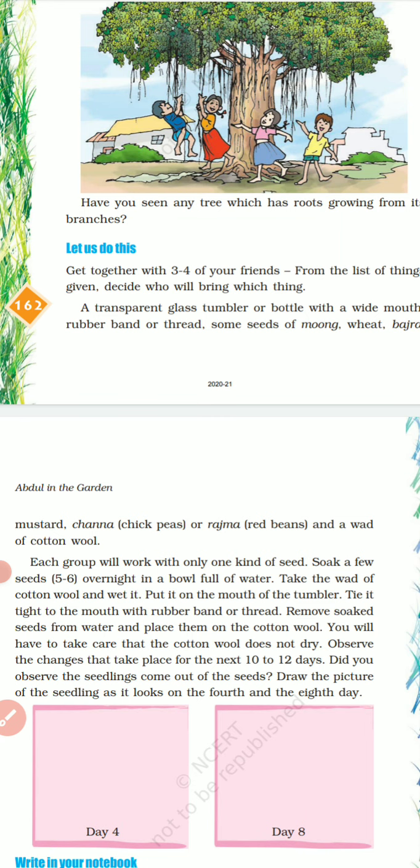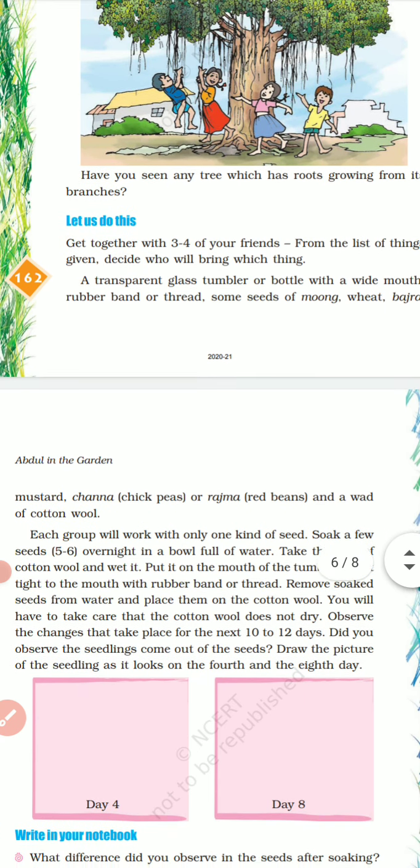You will have to take care that the cotton wool does not dry. Means you have to keep sprinkling it. You will have to take care that it should remain wet always. Okay. Observe the changes that take place for the next 10 to 12 days. Did you observe the seedlings come out of the seeds? Draw the picture of the seedling as it looks on the 4th and the 8th day. Okay, children? So you have to draw the picture as it looks on day 4 and day 8.